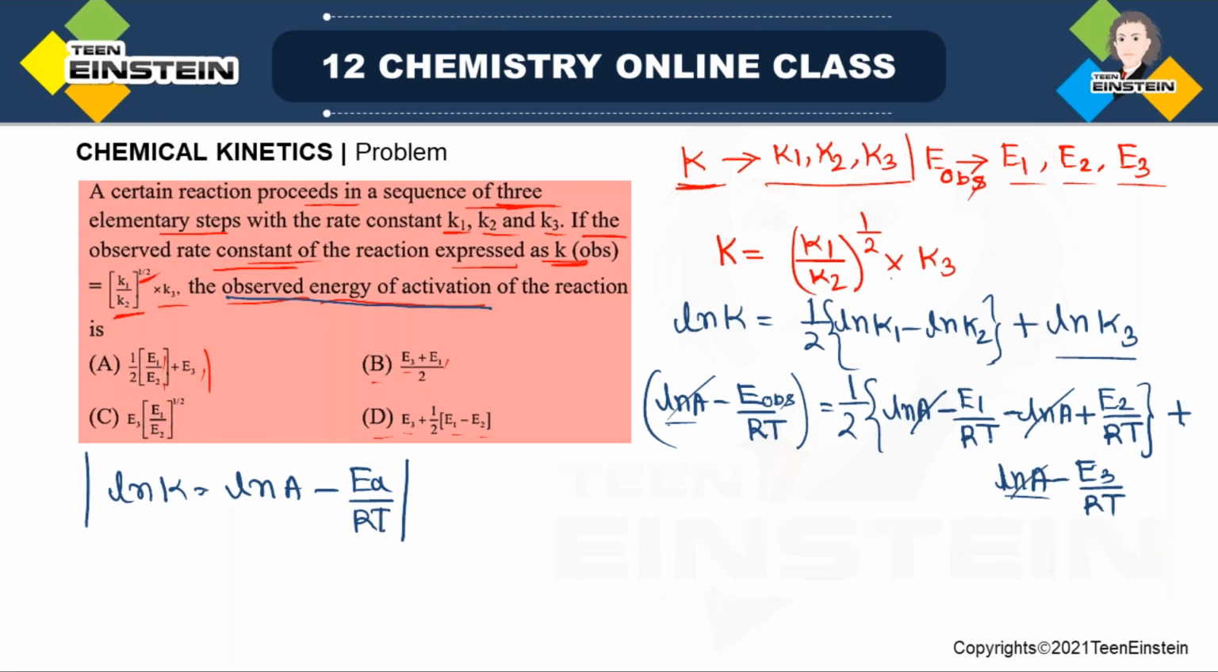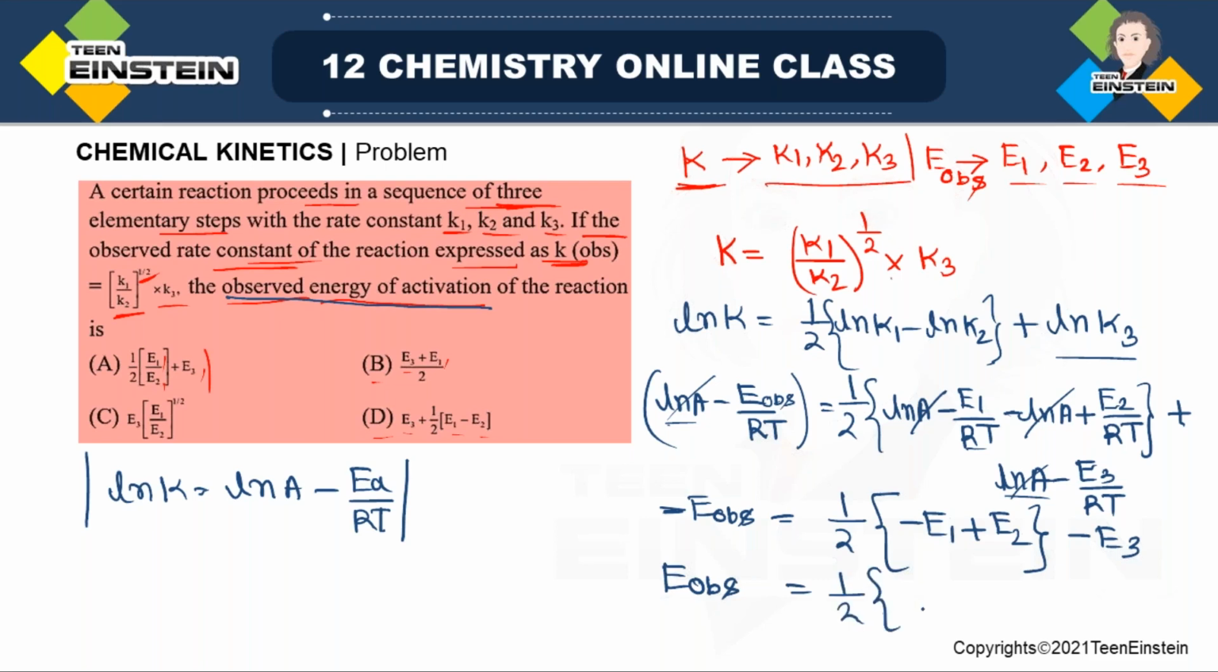And you can also take common RT from both sides. So RT will also be cancelled. So ultimately we are left with E observed, or simply E, that is equal to half of minus E1 plus E2, minus E3. Now if this negative sign we are removing, obviously in the right hand side also the negative sign will be exchanged. So now it is not minus E1, now it is plus E1 and minus E2, and this sign is also plus.